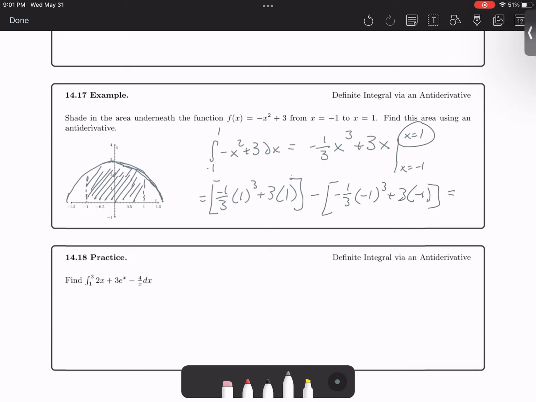Okay, let's see if I can do this in my head. 1 cubed is 1, so we get a minus 1/3 plus a 3, so that's going to be plus 9/3. And then I need to subtract, except add, because of that negative right there. I'm then going to add minus 1 cubed. Well, that's -1. Oh, so I actually am going to subtract a 1/3. And then 3 times -1 gives me a -3. That makes it a +3. So I will add 9/3.